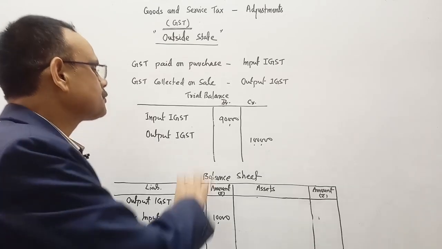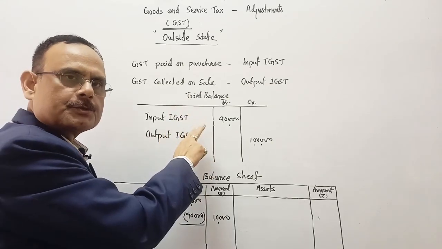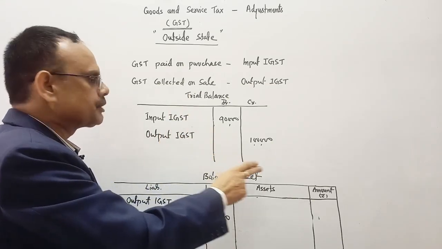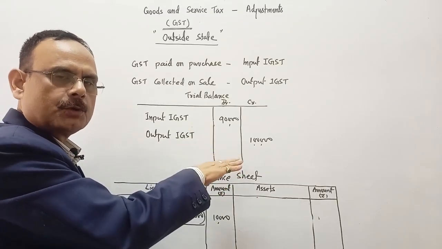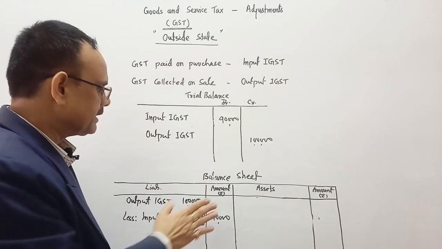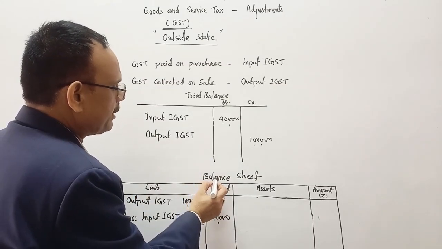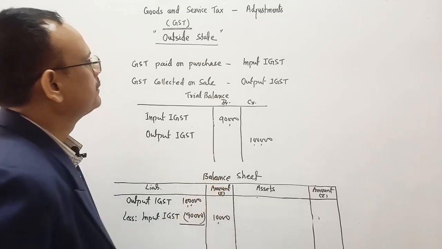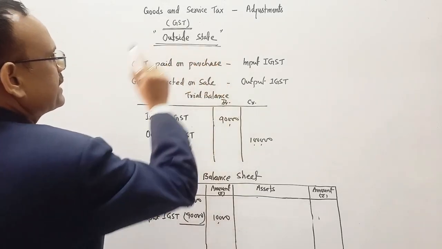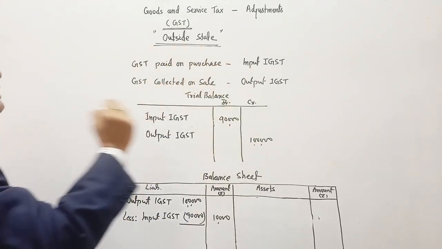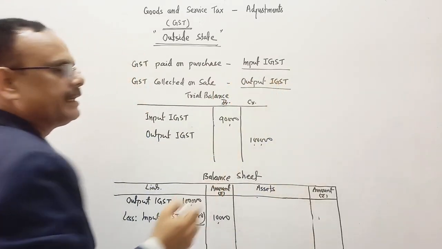So we have to see which is more, input is more or output is more. If input is more and output is less, then this will be shown on the asset side, and if output IGST is more and input IGST is less, then that will be shown on the liability side. Is it clear? So this is GST related to outside the state, then it is input IGST and output IGST. I means integrated GST.